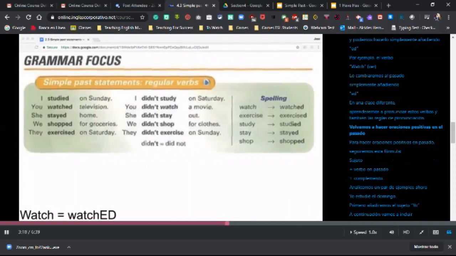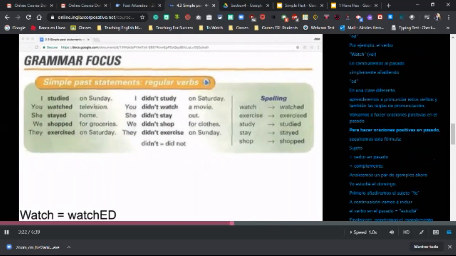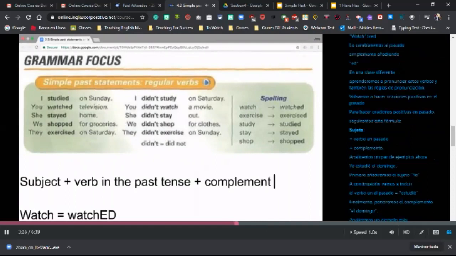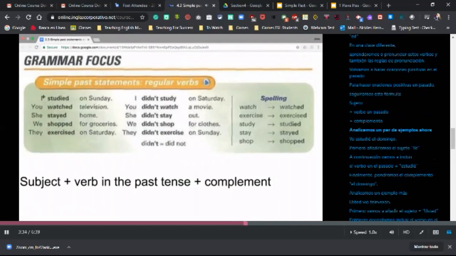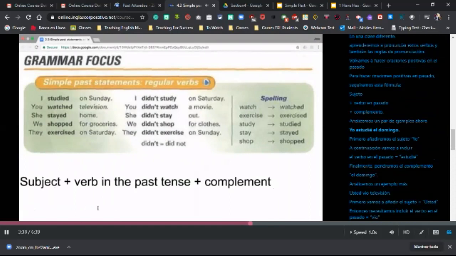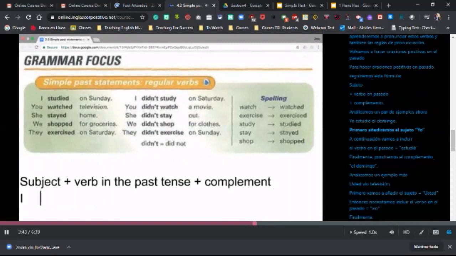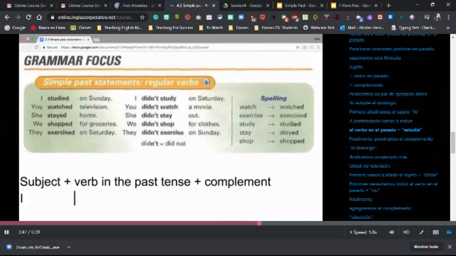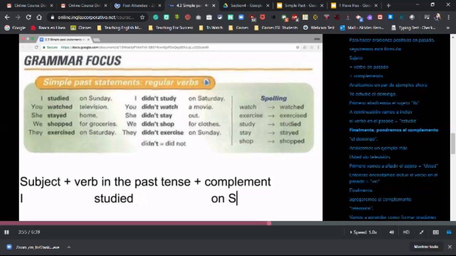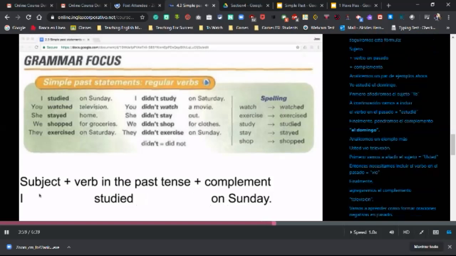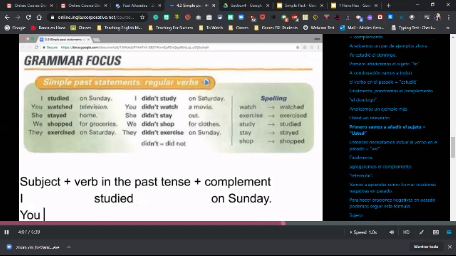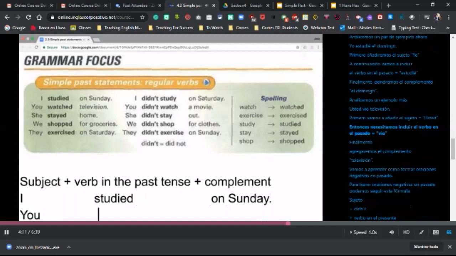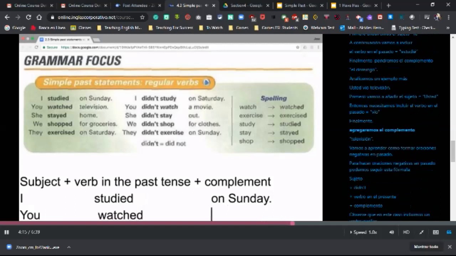Let's go back to making positive statements in the past tense. In order to make positive statements in the past tense, we will follow this formula: subject plus verb in the past tense plus complement. Let's analyze a couple of examples now. I studied on Sunday. First, we will add the subject, I. Next, we will include the verb in the past tense. Finally, we will put a complement, on Sunday. Let's analyze one more example now. You watched television. First, we will add the subject, you. Then we need to include the verb in the past tense. Finally, we will add the complement, television.